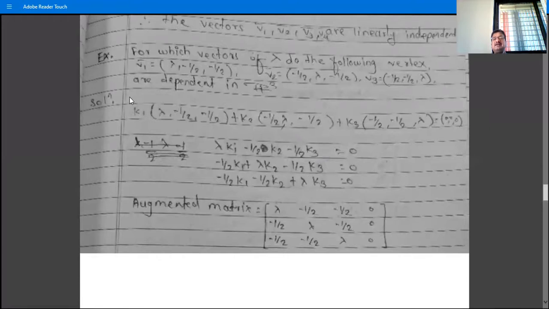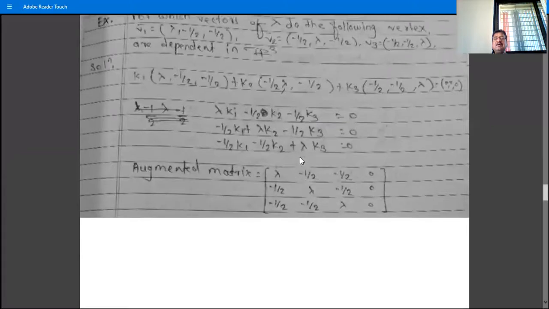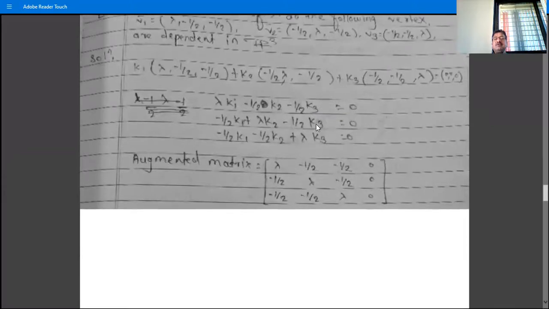That is, first write the sentence: let K1, K2, K3 be scalars such that K1 V1 plus K2 V2 plus K3 V3 is equal to 0 bar. Then substitute the values, apply the definition of scalar multiplication, write one more step that adds the elements, and then compare. We have this system.